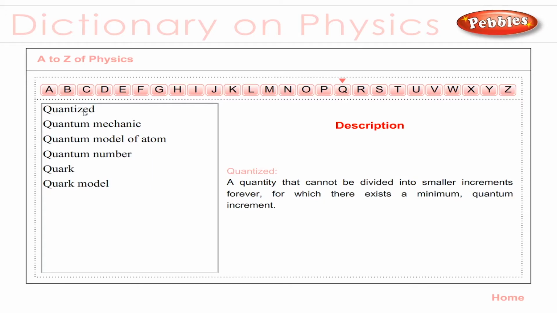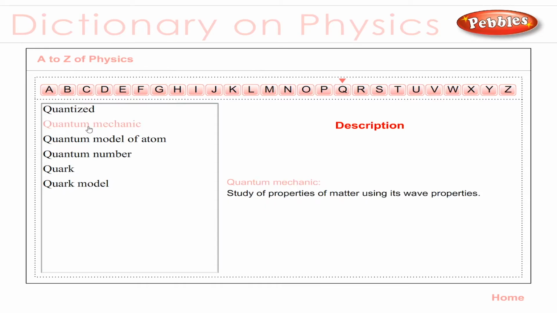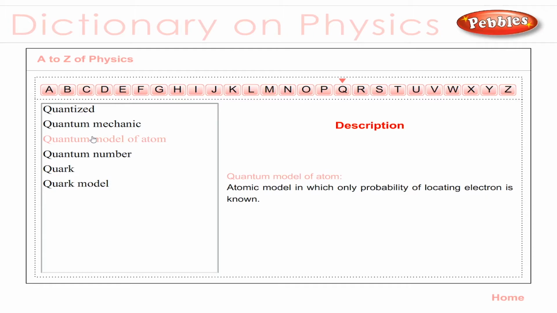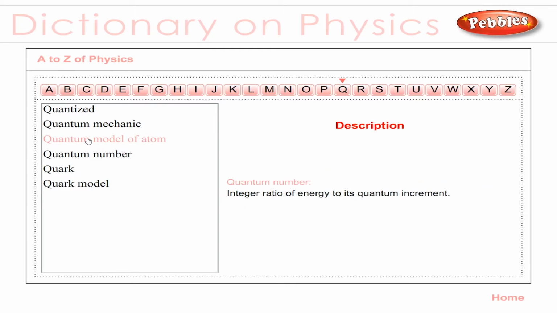Quantized. A quantity that cannot be divided into smaller increments forever, for which there exists a minimum quantum increment. Quantum mechanics. Study of properties of matter using its wave properties. Quantum model of atom. Atomic model in which only the probability of locating an electron is known. Quantum number. Integer ratio of energy to its quantum increment.